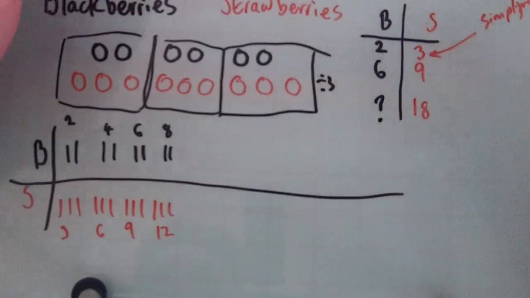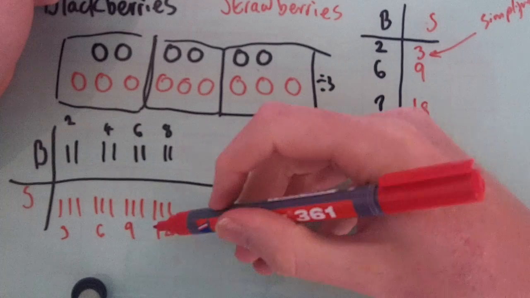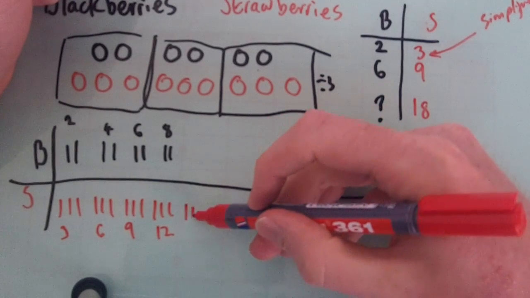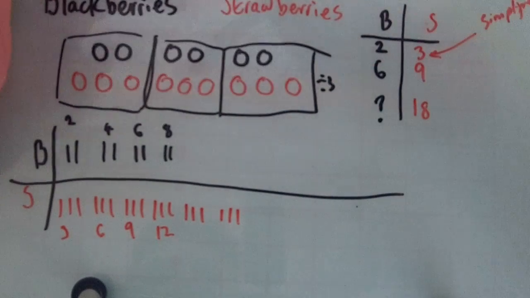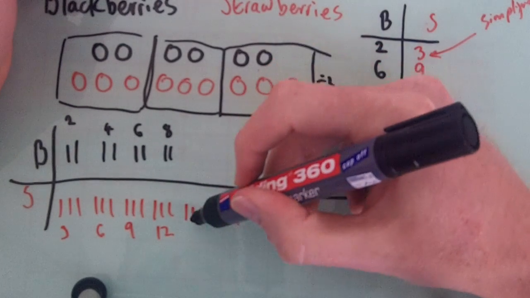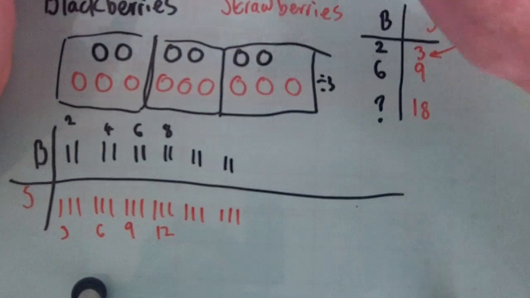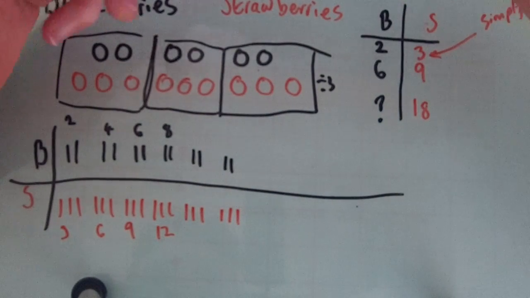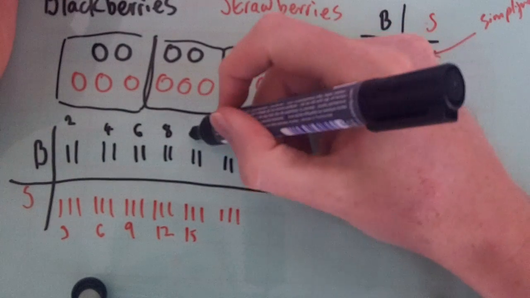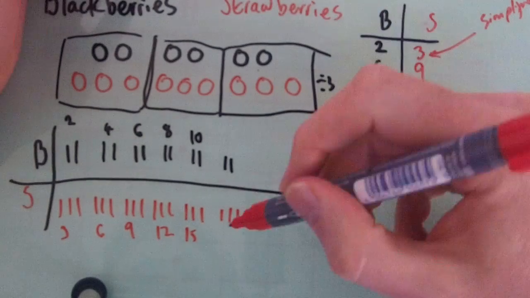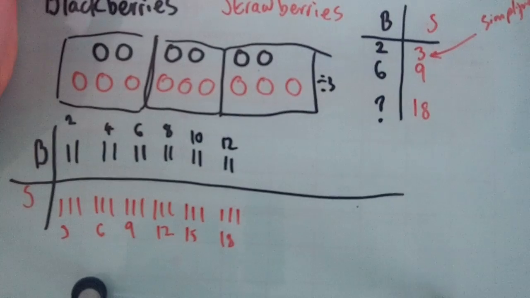So how can I use my model to help me do this? Well, what I recommend is that we write down a tally chart until we have 18 strawberries. So at the moment I've got 12, 13, 14, 15, 16, 17, 18, and for every 3 strawberries, I need to add 2 blackberries. So if I have 15 strawberries, I'm going to have 10 blackberries. If I've got 18 strawberries, then I must have 12 blackberries.